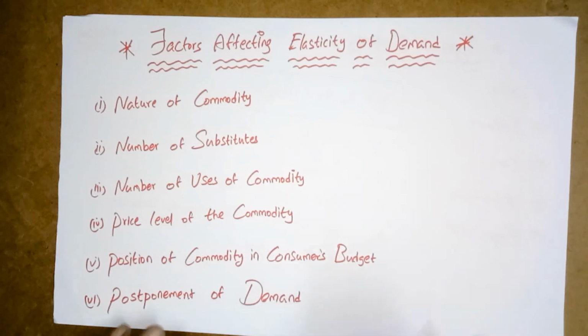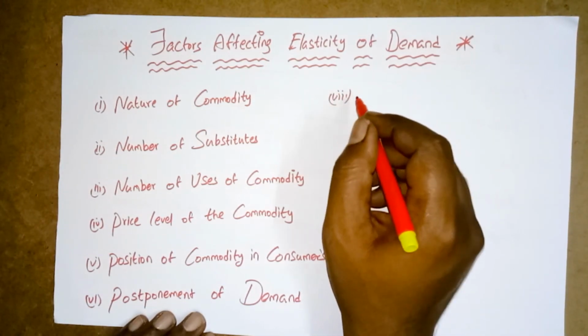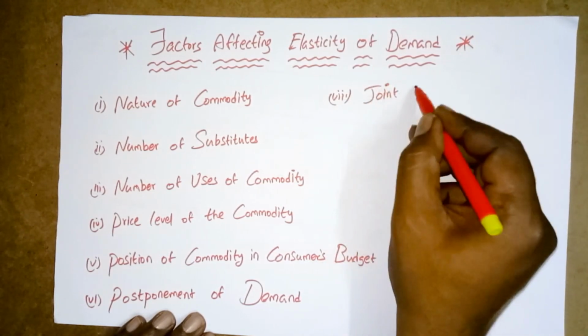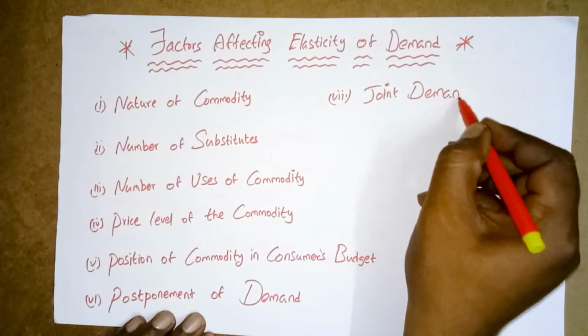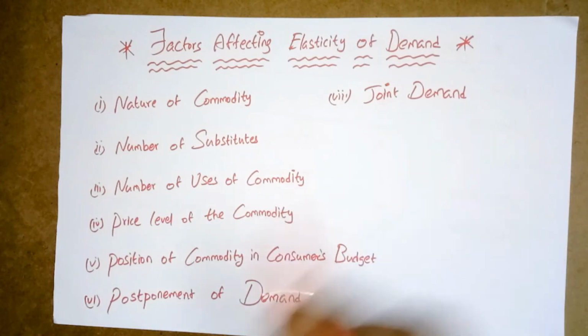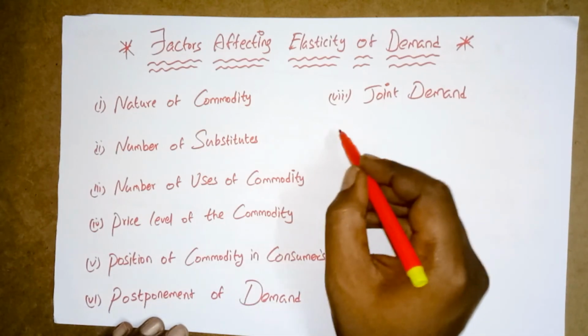Now next one, seventh one, joint demand. What we are learning under this joint demand is, when the goods are jointly demanded, the elasticity of demand is usually low. Such goods are called complementary goods. So this joint demand, we are saying it as complementary goods.